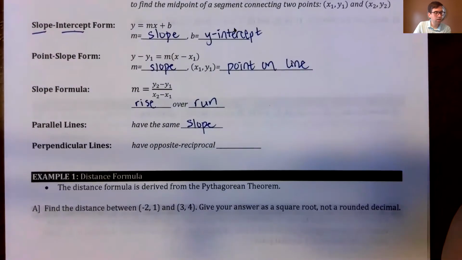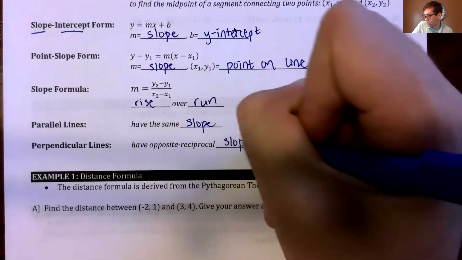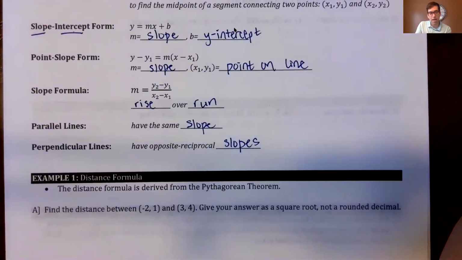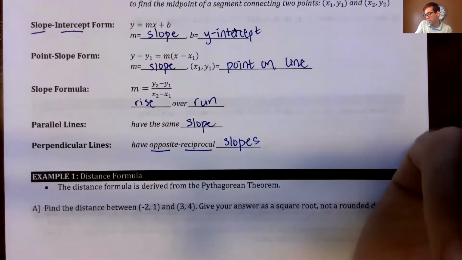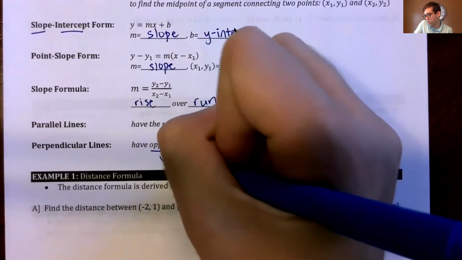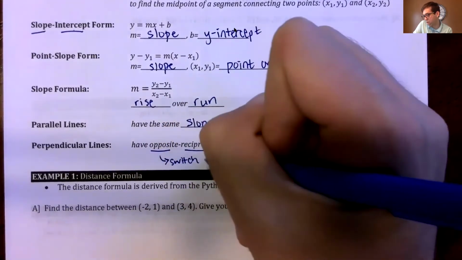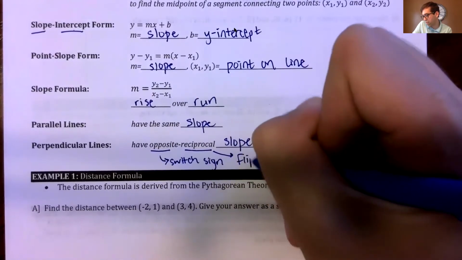And perpendicular lines have opposite reciprocal slopes. Opposite reciprocal sometimes throws people for a loop. Opposite means that we switch the sign from positive to negative or negative to positive, and reciprocal means that we flip the fraction.